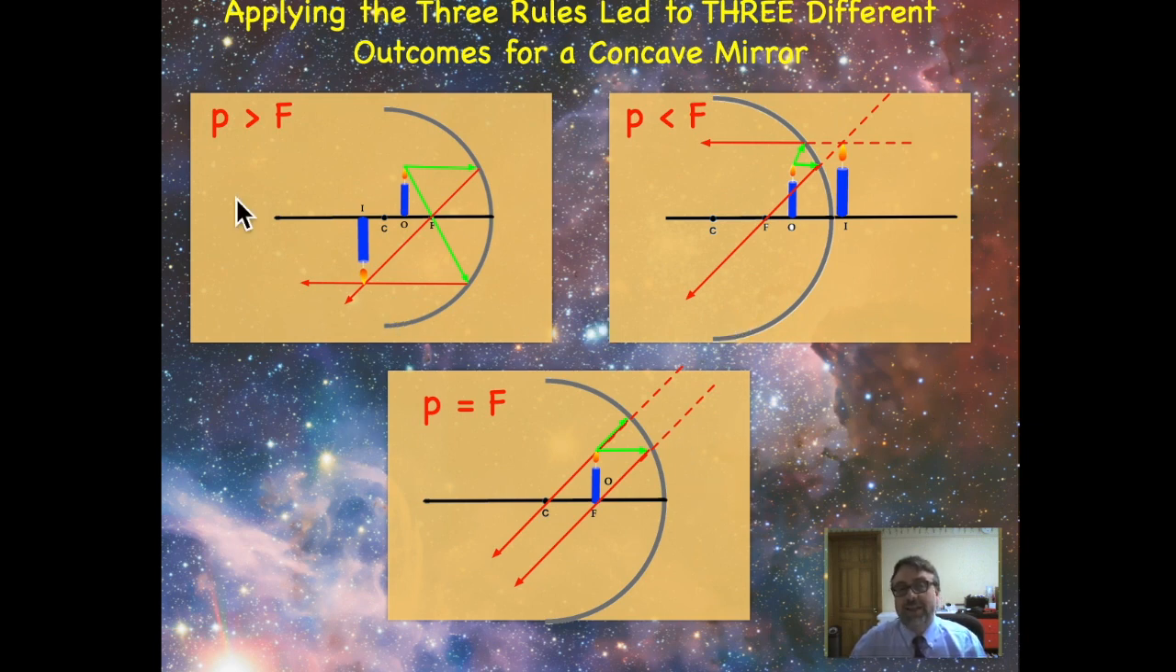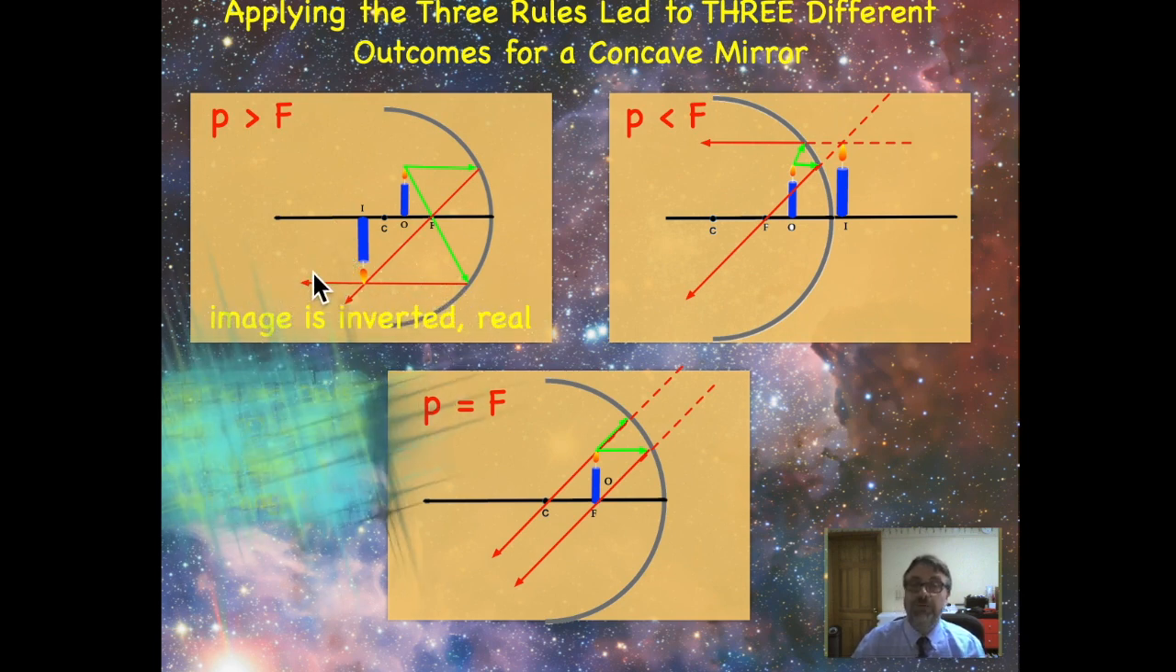A convex mirror is simpler than a concave mirror. For the concave mirror, if P was greater than F, that means that the object is further from the mirror than the focal point. So here in this picture, I have an object. Here's my focal point. I am further away from the mirror than the focal point. That resulted in these two light rays crossing right here, where an image is forming in front of the mirror. That image is inverted, it's upside down, and it's real.